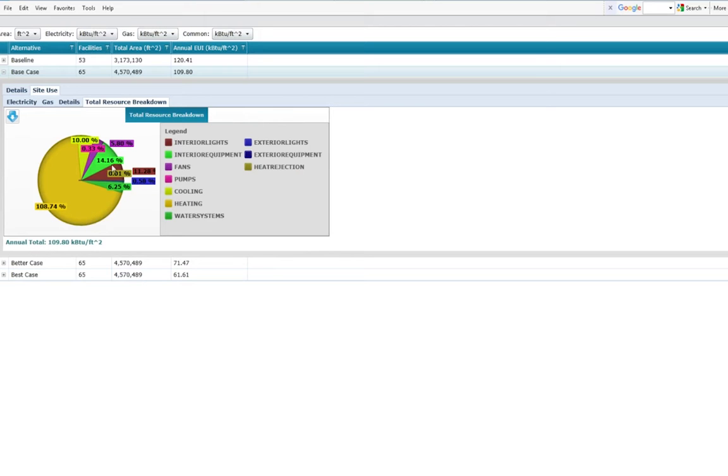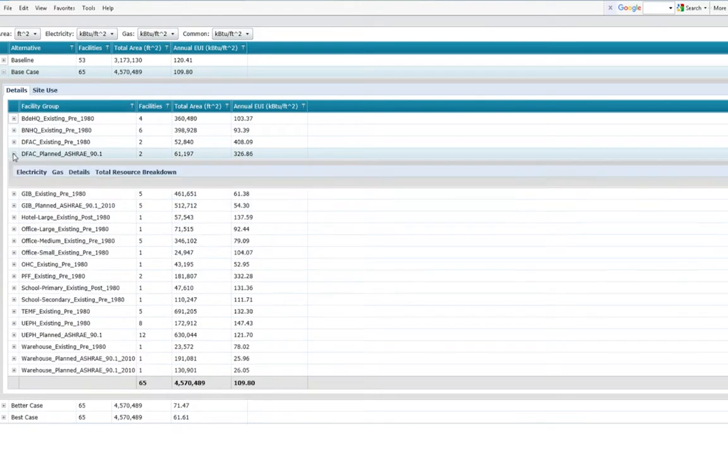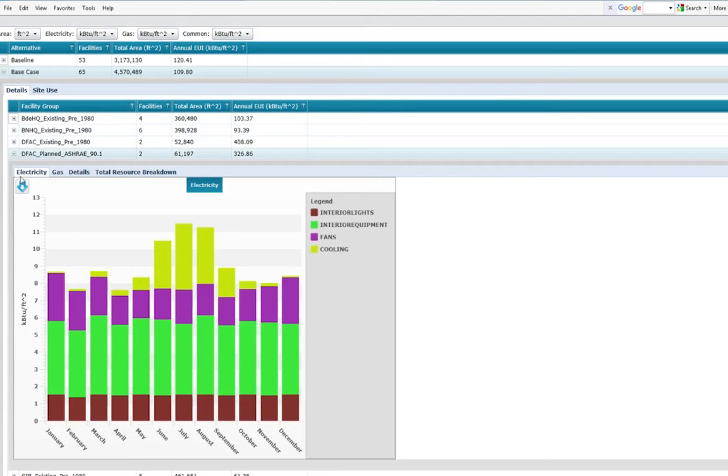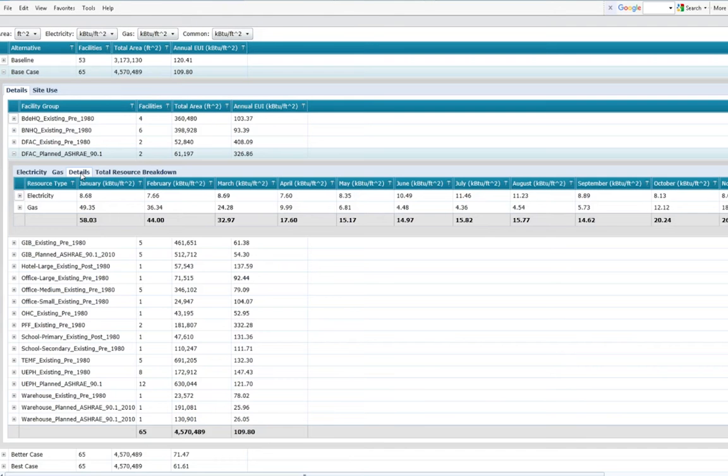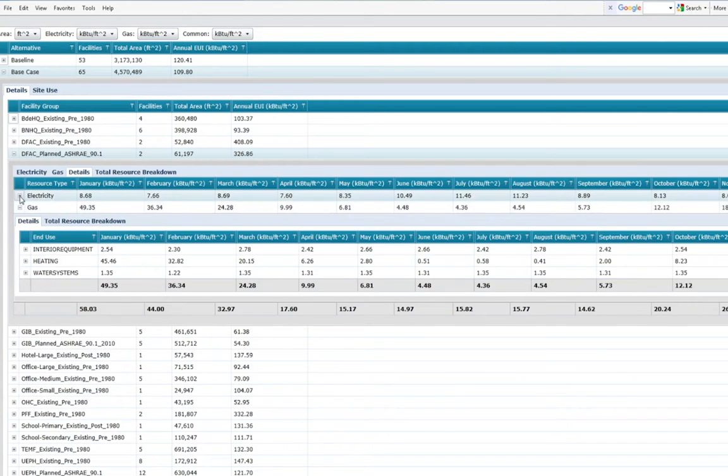Let's go back to the details. So that gives you a picture of the entire study, but you can go into any building and do the same thing. You can go into the electricity, the gas, and I look at the details a fair amount. So if I want to go into a building in my base case and see where all the energy is being consumed, by looking at where the energy is consumed, where would you have opportunities for reduction?